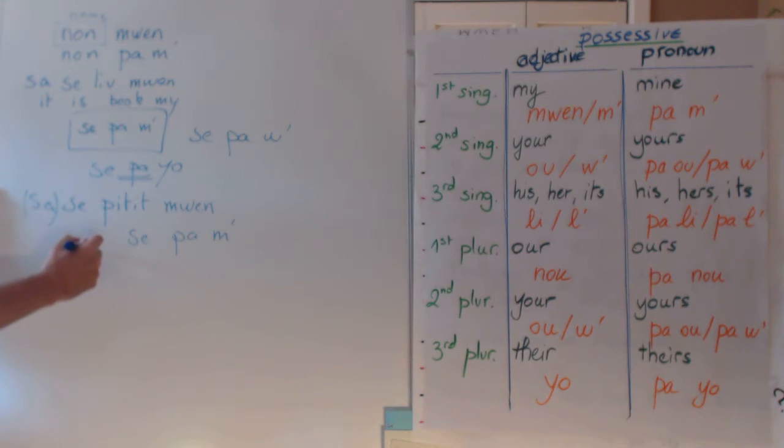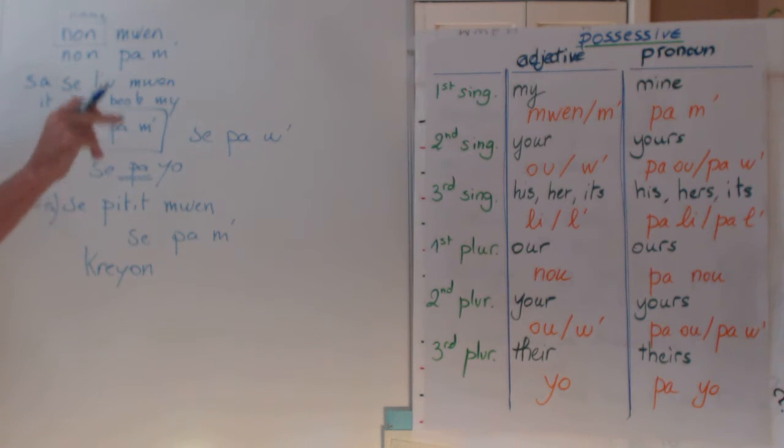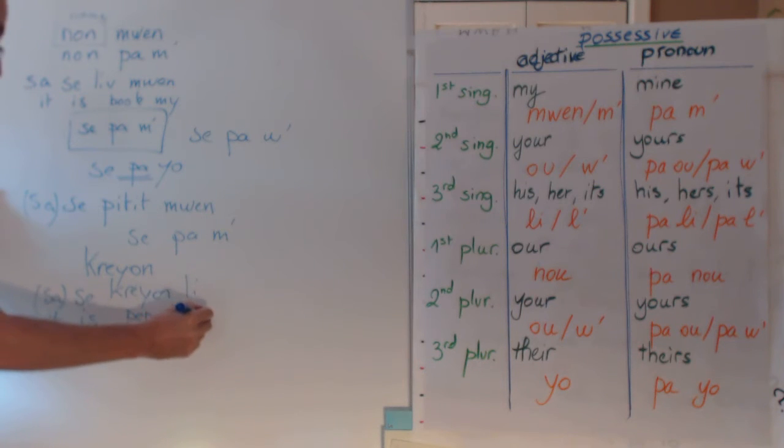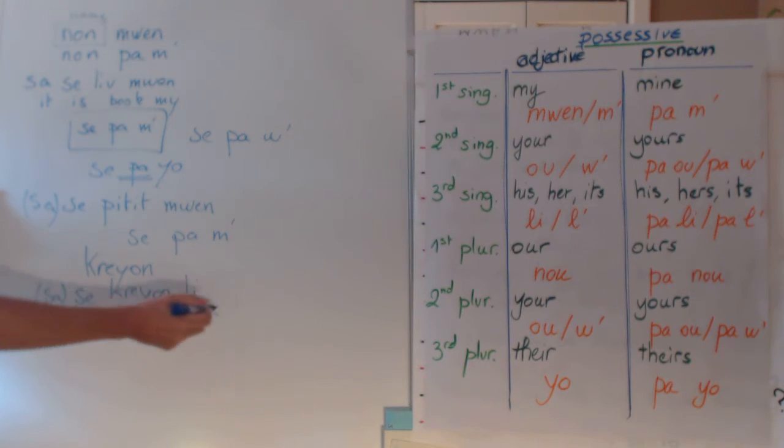So, pencil. Pencil, crayon. How would we say, it's her pencil? C'est crayon li. It is pencil her. C'est crayon li. It's her pencil.